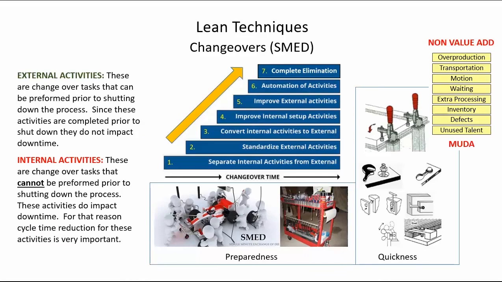The main lean objective regarding changeovers is to reduce the changeover-related downtime. This is accomplished through following the 7 steps of SMED, or single minute exchange of dies. First, we should separate the internal activities from the external activities. Internal activities are activities that cannot be performed until the process is shut down. External activities are activities that can be performed prior to shutting down the process.